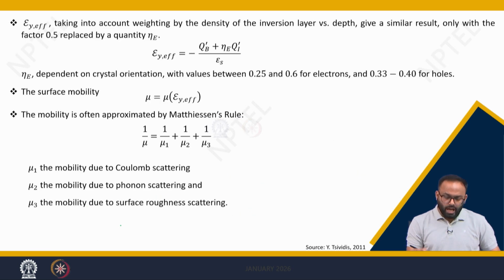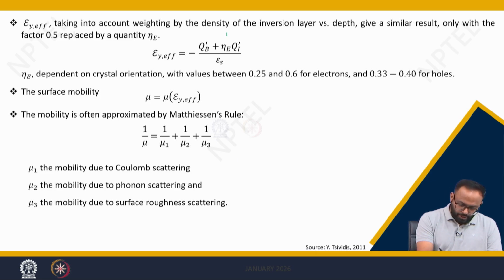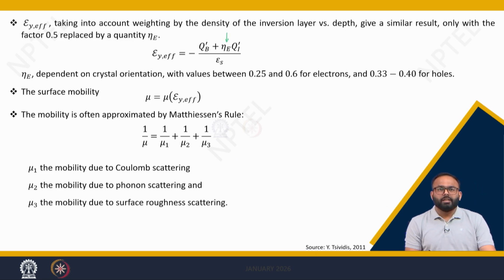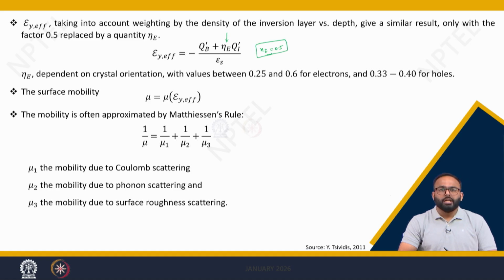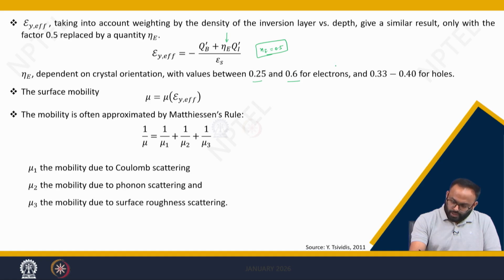Now, we will see how we can relate this to the mobility. First, let me introduce another factor, which is NE, where NE depends on crystal orientation. In general, we consider that NE is 0.5, but based on the crystal orientation, the value of NE lies between 0.25 and 0.6 for electrons and 0.33 to 0.40 for holes, correct. So the mobility we defined is now a function of the effective electric field.